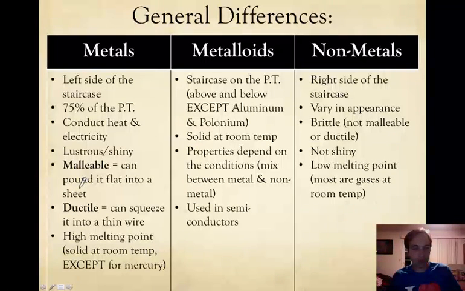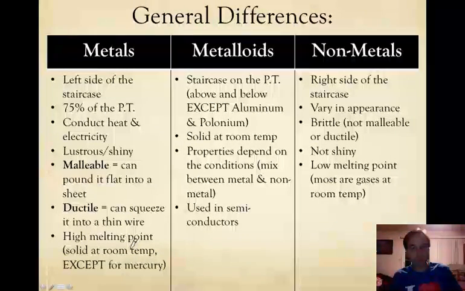A lot of substances, if you tried to pound them flat, they would crumble or break into powder or shatter. Metals don't do that. You can pound them flat into a sheet and they'll actually stay together. They're also ductile. That means that we can squeeze them and roll them or force them into a thin wire. Again, they'll hold together, they won't break up or turn into a powder.